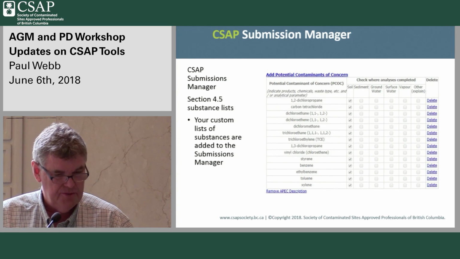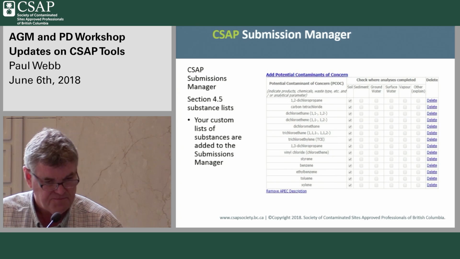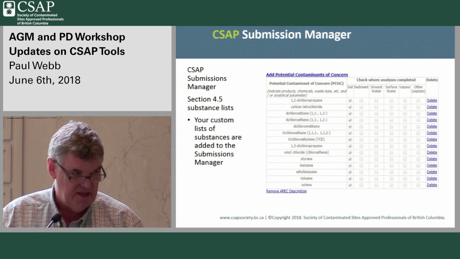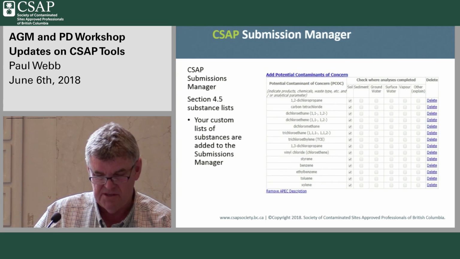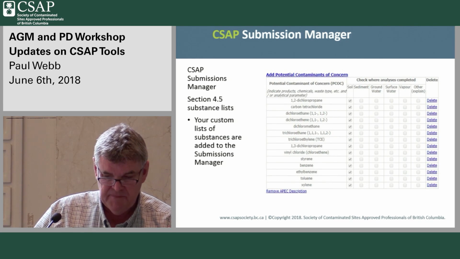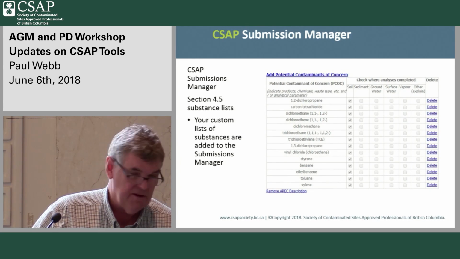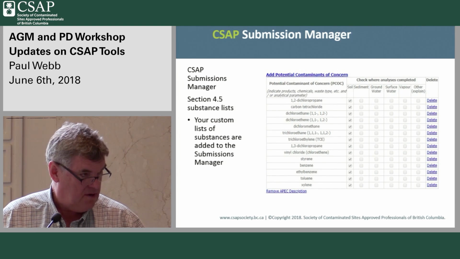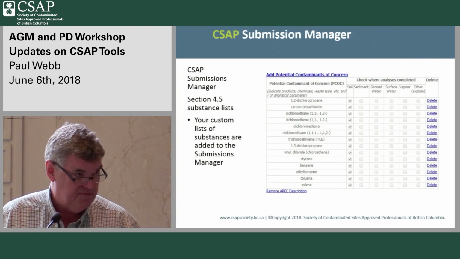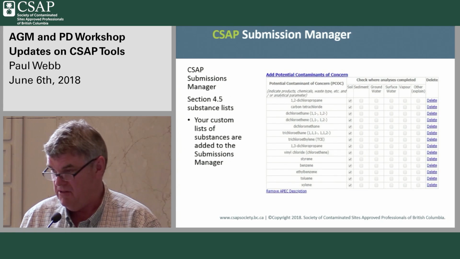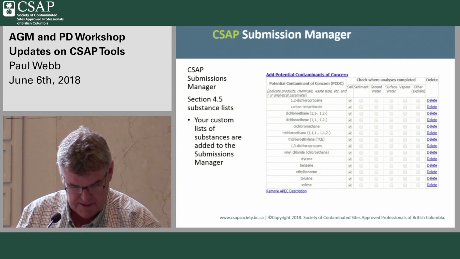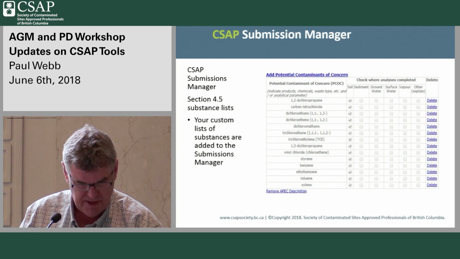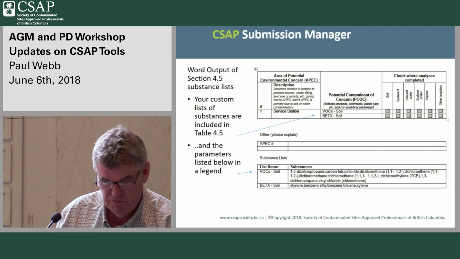When they're added to the submission manager, it basically goes in like this. The individual substances are listed, and the media that they're analyzed for shows up. So don't freak out when you see this, because it doesn't look like that in the final product. I'd like to have that changed, but apparently we can't do that. The final product will look like this.